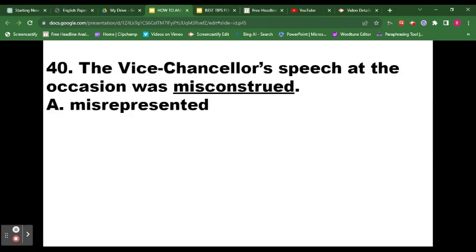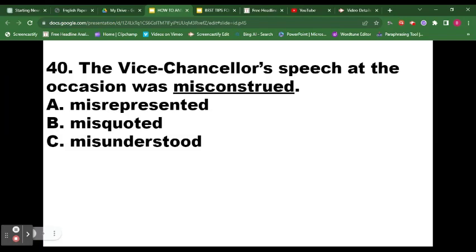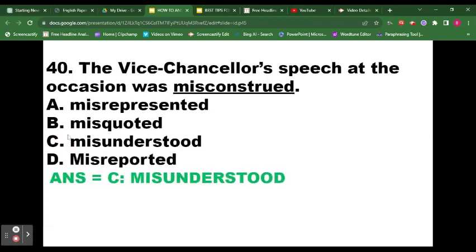Now, this brings us to question number 40. The Vice Chancellor's speech at the occasion was misconstrued. If something is misconstrued, it is misunderstood. A, misrepresented. B, misquoted. C, misunderstood. And D, misreported. Of course, the correct option is C, misunderstood.